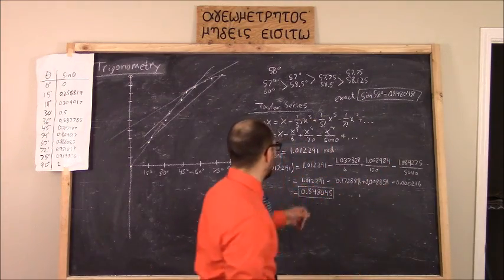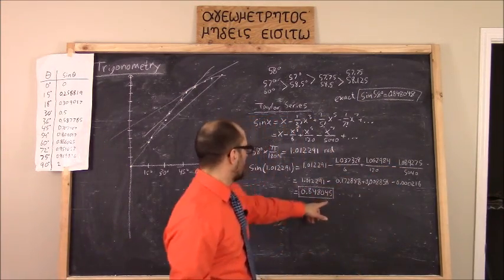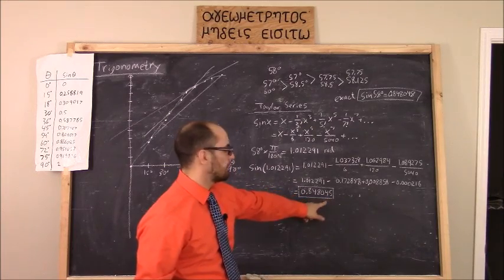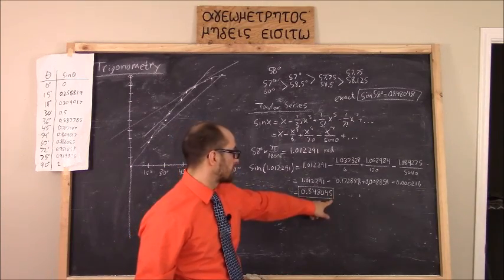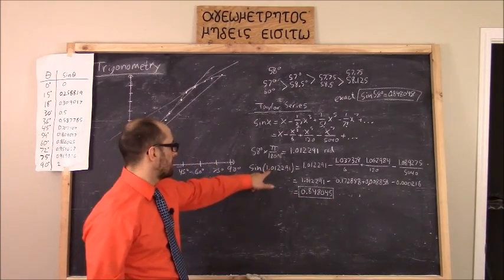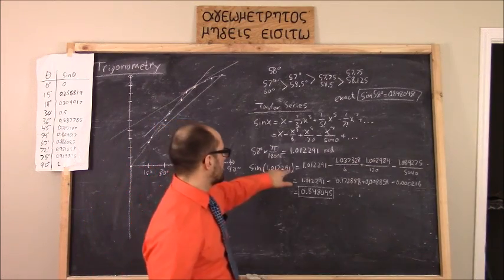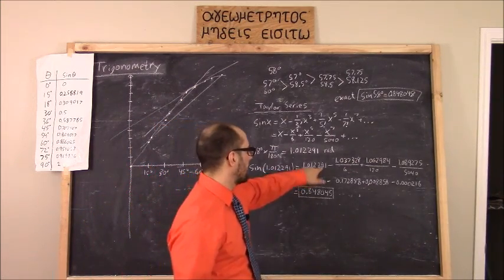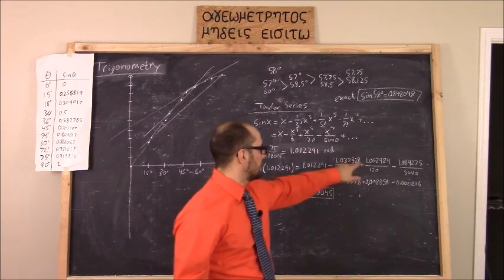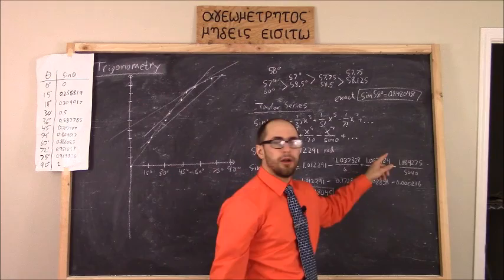So, keeping 1, 2, 3, 4 terms, we are accurate up to the 5th decimal place. In the 6th is where we have our deviation. Now notice how my input, 1.01, is greater than 1. So each time I raise that to a power, cubed to the 5th to the 7th, notice it's getting bigger and bigger.